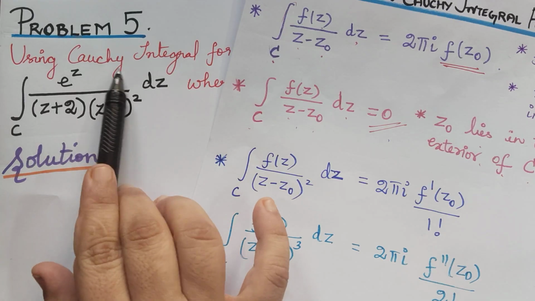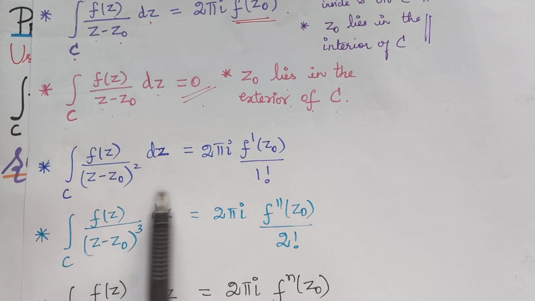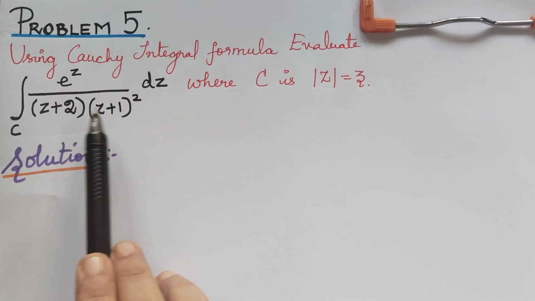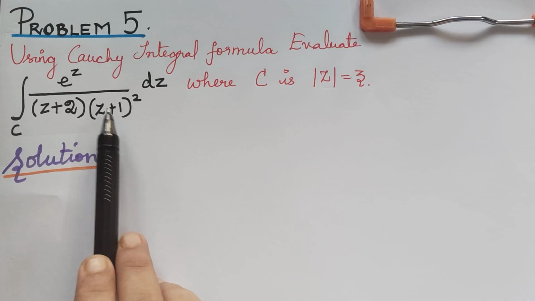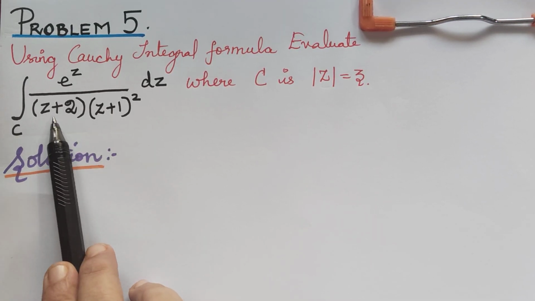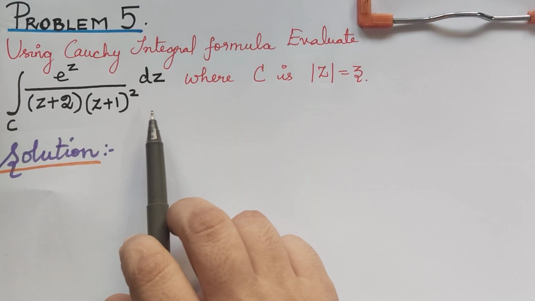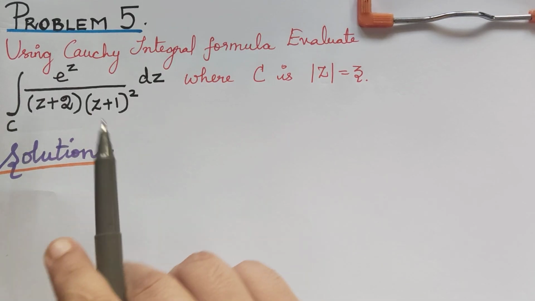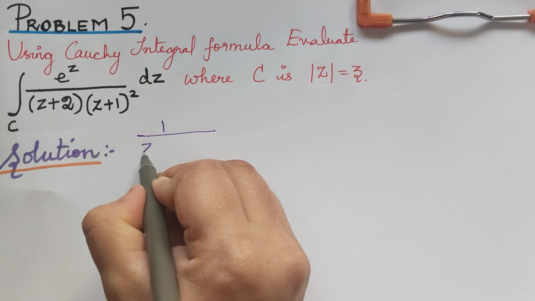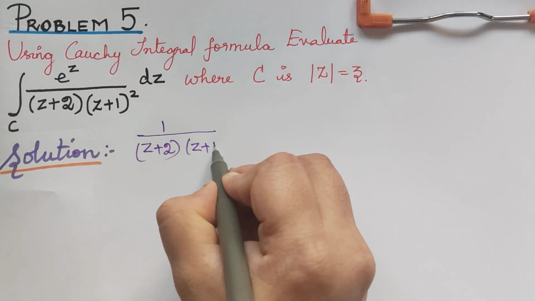So first of all, we should rewrite this given integral in a form where we can apply the Cauchy integral formula. Since in the denominator we have a product of functions, we have to resolve it by using partial fractions. So let us rewrite this integral. First we shall use the method of partial fractions in order to separate the denominators. We write 1 by z plus 2 multiplied with z plus 1 the whole square.